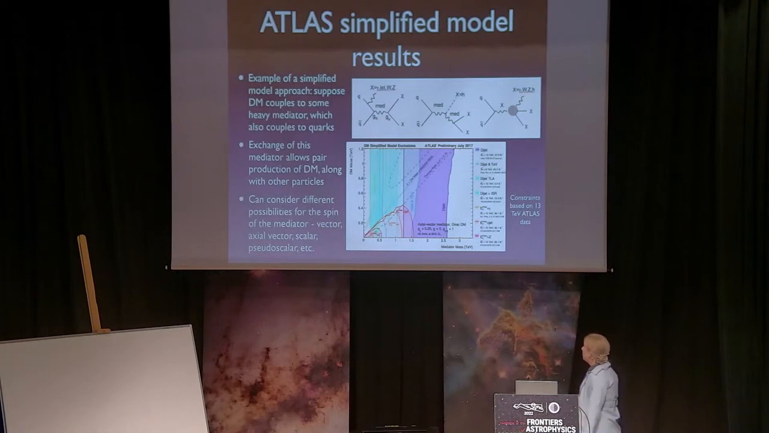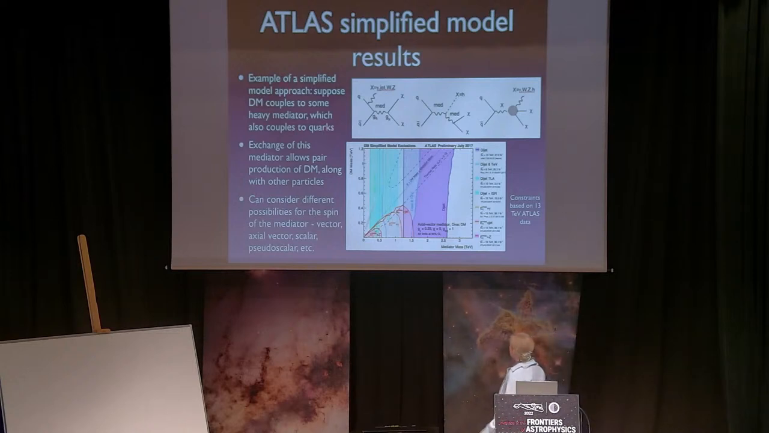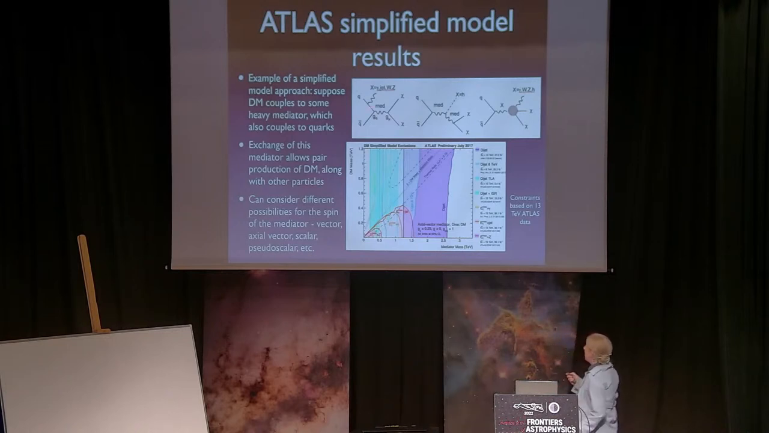So this is an example of the simplified model approach. In the latter case, suppose dark matter couples to some heavy mediator, which also couples to quarks. And so then you can have a situation where exchange of that mediator could allow pair production of dark matter through quark, anti-quark annihilation, and it can also allow production of other particles. Then you can consider different possibilities for the spin of that mediator.